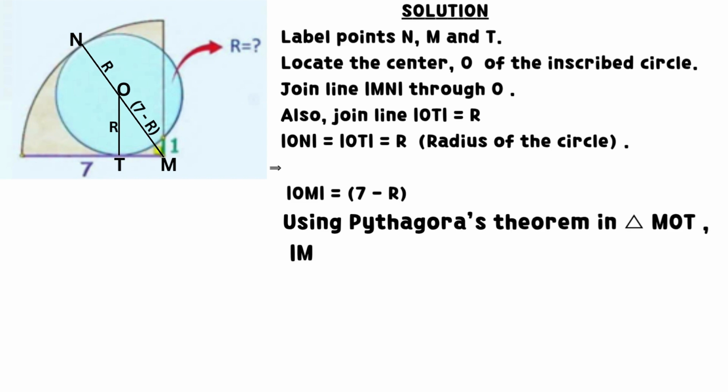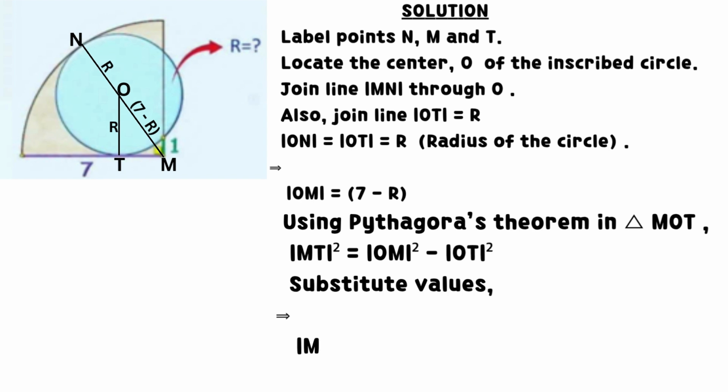Using Pythagoras theorem in triangle M, O, T, the square of line M, T equals the square of line O, M minus the square of line O, T. Substitute values. We have that the square of line M, T equals the square, in bracket, 7 minus R, minus the square of R. We call it equation 1.